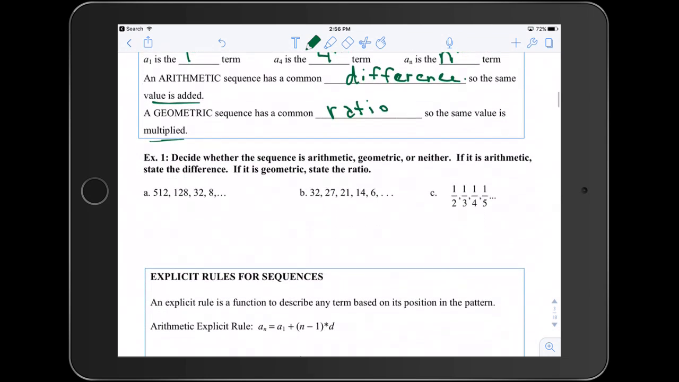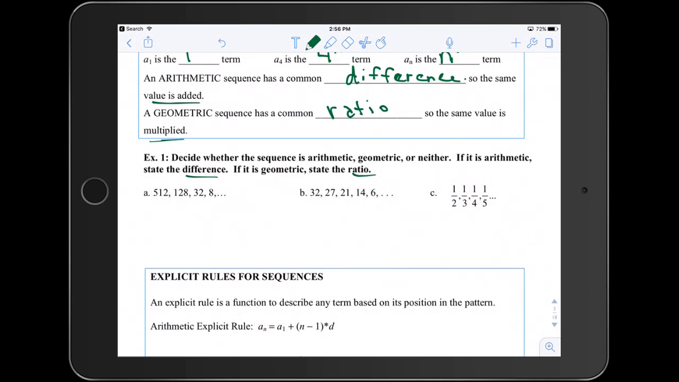So if we come on down here, in example 1, let's first start deciding whether or not the sequence is arithmetic, geometric, or neither. If it is arithmetic, state the difference, the D value, and if it's geometric, state the ratio, or the R value.